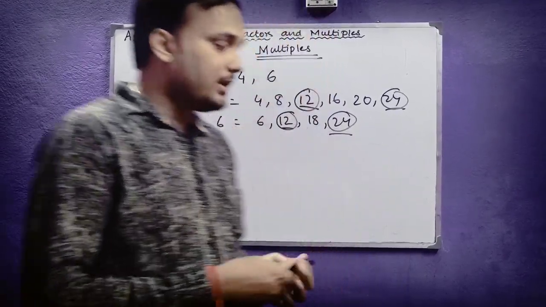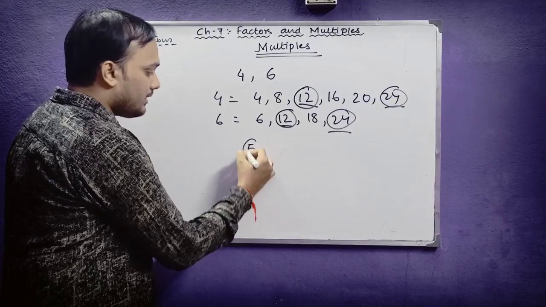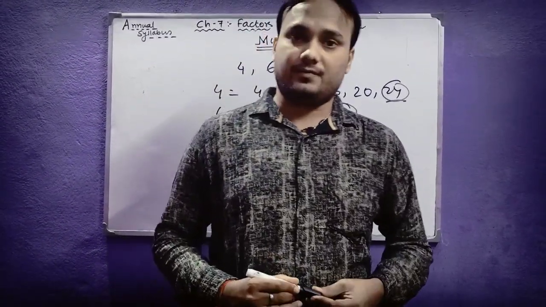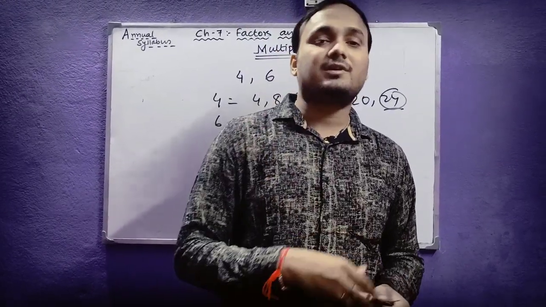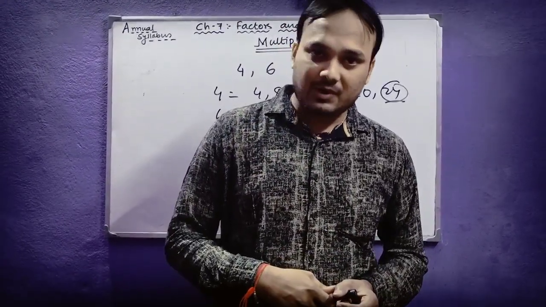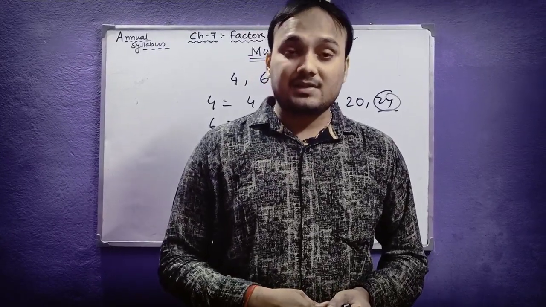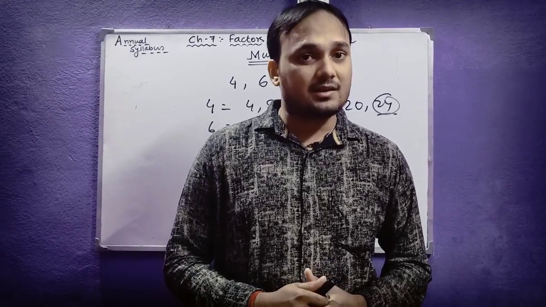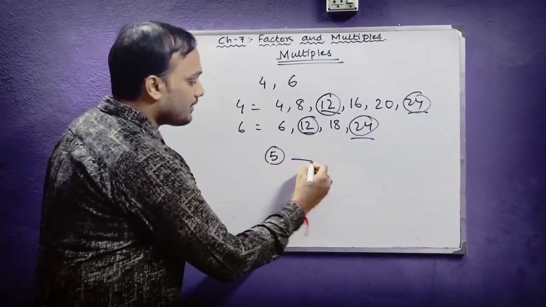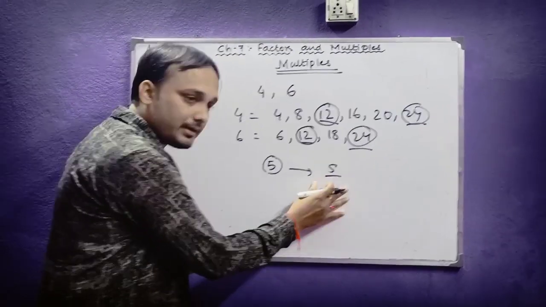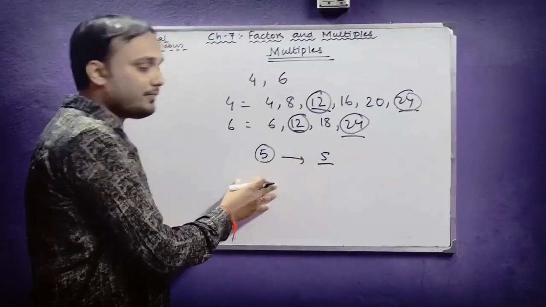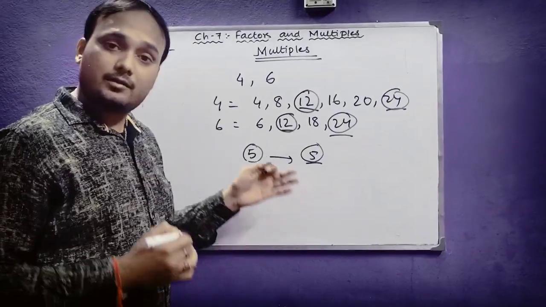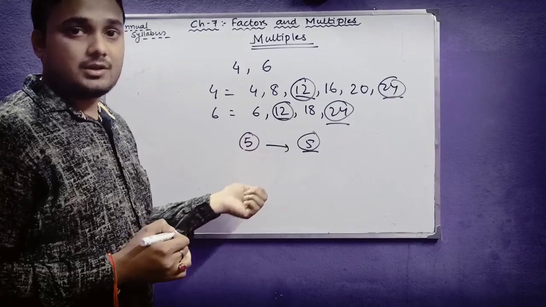If I have a number, suppose 5, and I ask you what is the similarity between the factor of 5 and the multiple of 5, the most important similarity is that 5 is itself a factor of 5 and 5 is itself a multiple of 5. That means if the number is 5, 5 is the factor as well as the multiple of 5. So the same number can be a multiple and a factor of the given number 5.